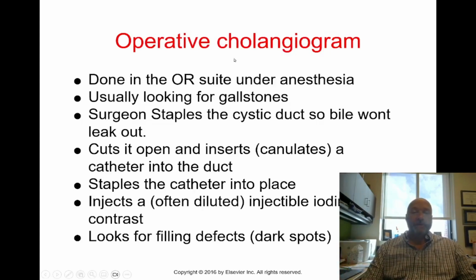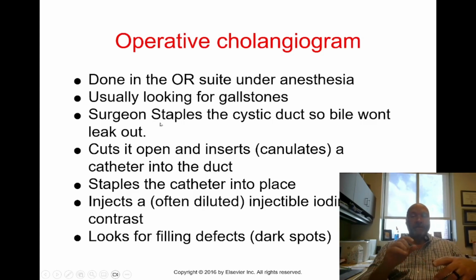So an operative cholangiogram is done in an OR suite, and it's done under anesthesia. It's a cholangiogram done during the removal of the gallbladder. So what we're usually looking for is gallstone. And what they do is they find the cystic duct, and it's kind of a capsulated duct type thing. So what you've got is a cystic duct, then you've got the arterial and venous blood flow attached to it.